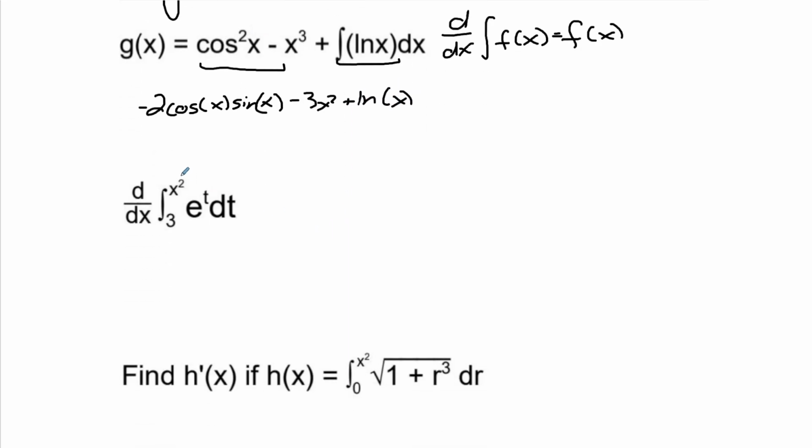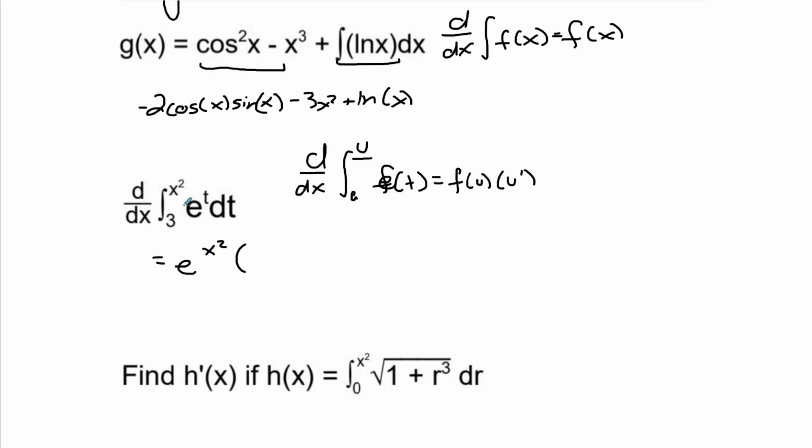Then we have the derivative d over dx of the integral from 3 to x squared. So now we need to be careful. What we need to actually do is technically d over dx of the integral from a to u of f of t. That's going to equal f of u times u prime. So that's basically the chain rule, okay? So here, this would equal e to the x squared, but then you have to multiply that by the derivative of this, so times 2x. So that's just going to be 2x e to the x squared, right?